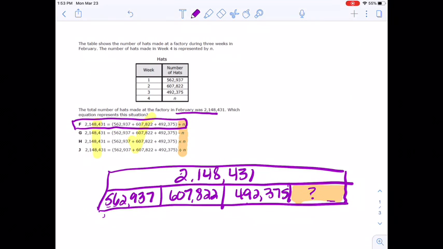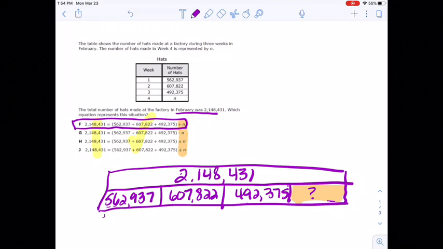So why can't it be G? Well, to find the total, would I add up the 3 weeks and then subtract the missing part if I want the total of all 4 weeks? I can't subtract away 1 week. That would not give me the total. Would I multiply by week 4? If I multiplied weeks 1, 2, and 3 by the missing amount, is that going to give me the total number of hats they made? No, that won't work either.